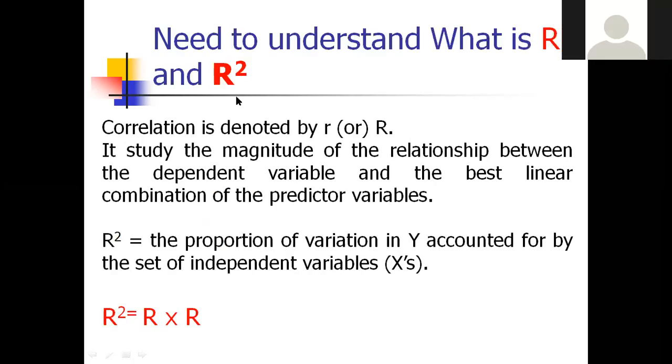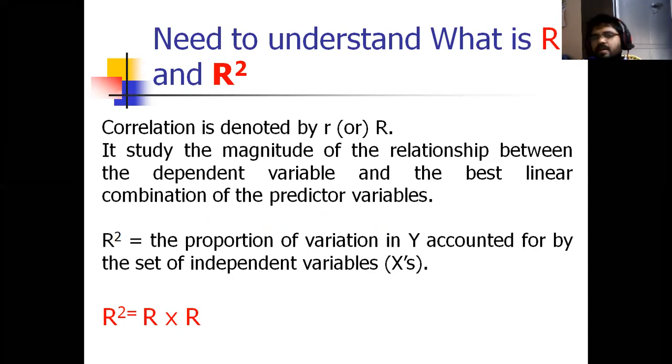Next, we need to understand what R and R square are. There is some difference between the R and R square values. As we studied in the previous semester, R is the coefficient of correlation, denoted by small r or capital R.